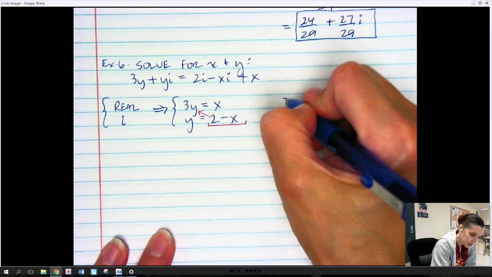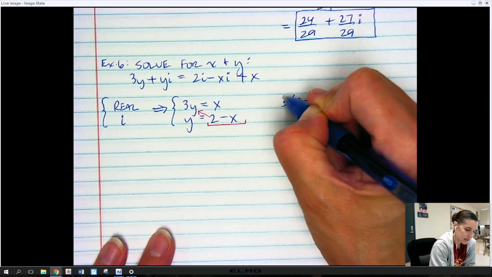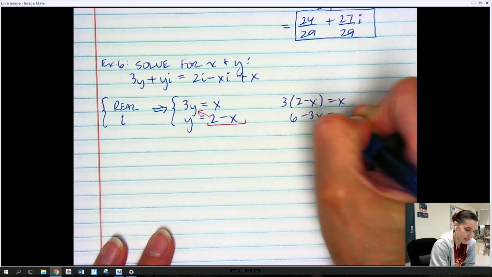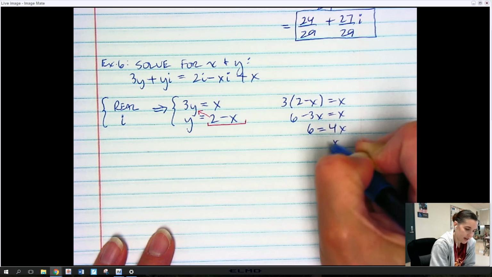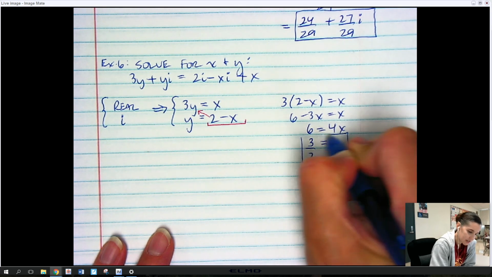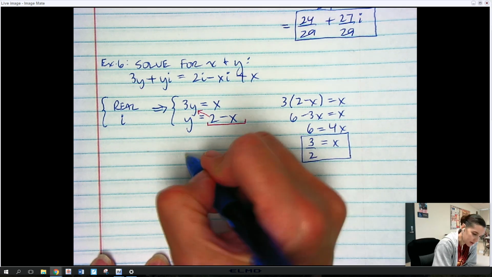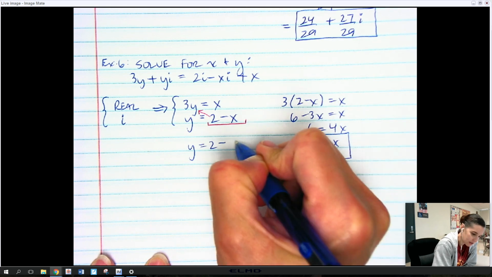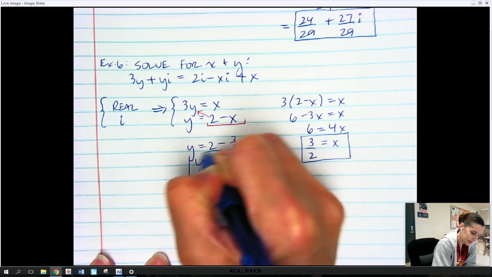So I have 3 times y's new name, which is 2 minus x, is equal to x. So that would be 6 minus 3x is equal to x. Add the 3x over, which is 4x. Divide both sides by the 4, and I'm going to get 3 halves. So my x is equal to 3 halves. Now the question said solve for x and y, so I got to make sure I do both. So I'm just going to plug it into the bottom. So 2 minus my 3 halves, my y is equal to 1 half.